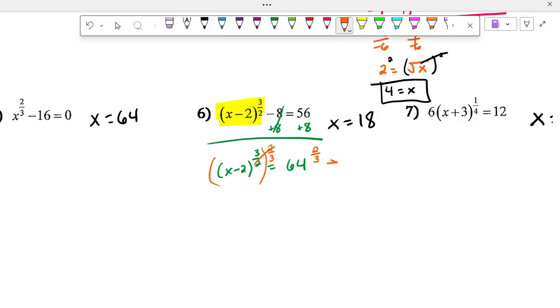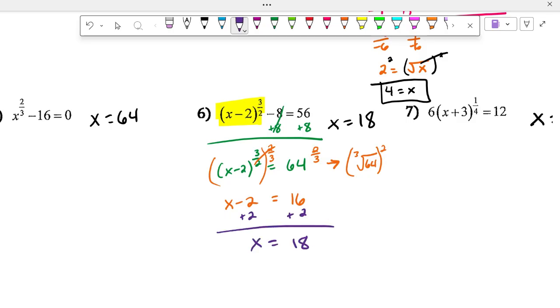Now, if we did a quick conversion of 64 to the 2/3, you could either put that in your calculator or you could do the cube root of 64 and then square it. Cube root of 64 is 4. Square that, 16. x minus 2. Add the 2 to both sides. x is equal to 18. And I can assure you, if you plug that back in, you get the correct answer.